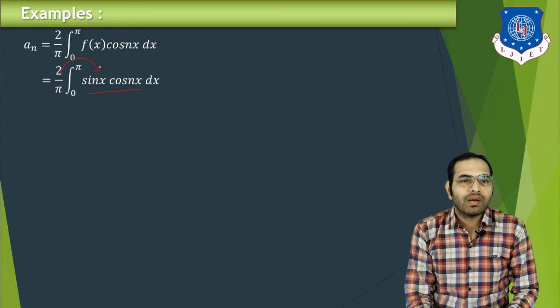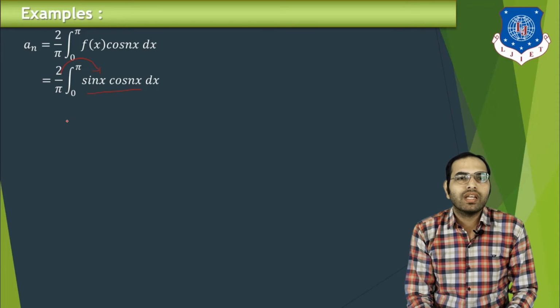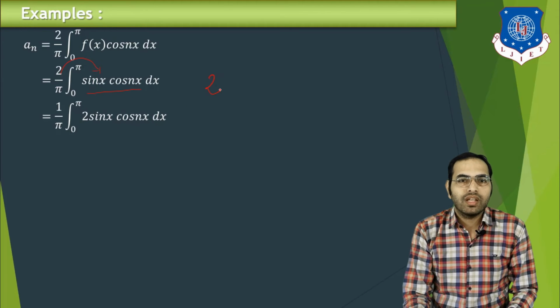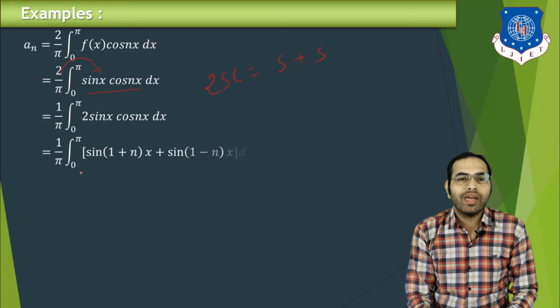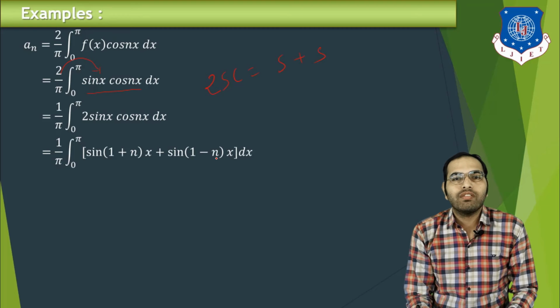Here the 2 comes inside the bracket, then our integral becomes 1 upon pi, integral 0 to pi, 2 sin x into cos nx dx. Then we have the formula 2 sin A cos B equals sin(A plus B) plus sin(A minus B), so 1 upon pi, integral 0 to pi, sin x plus nx, then x common, it becomes sin (1 plus n) x plus sin (1 minus n) x dx.